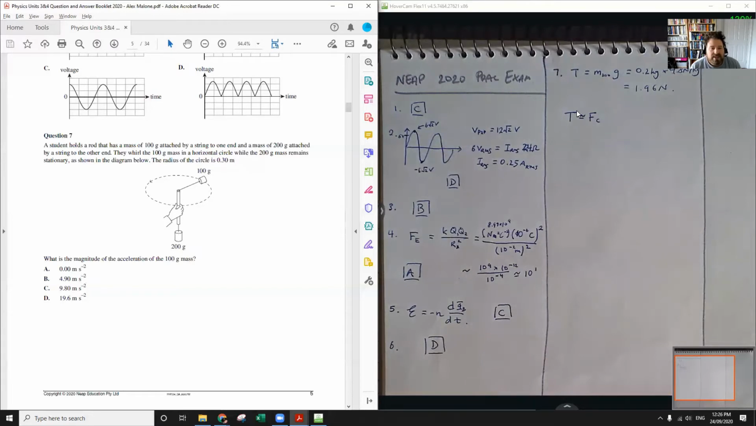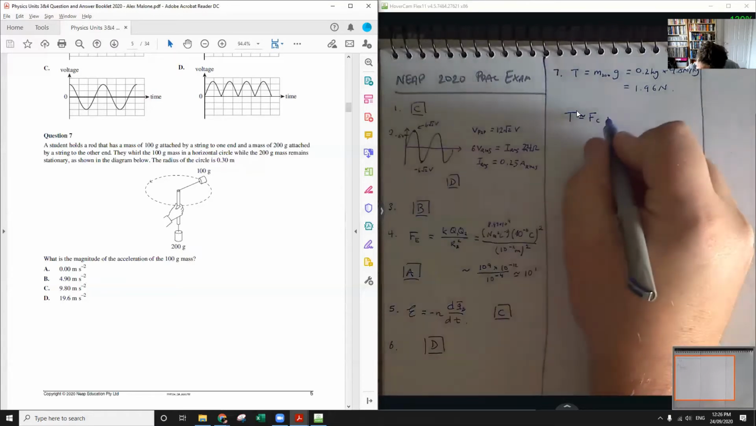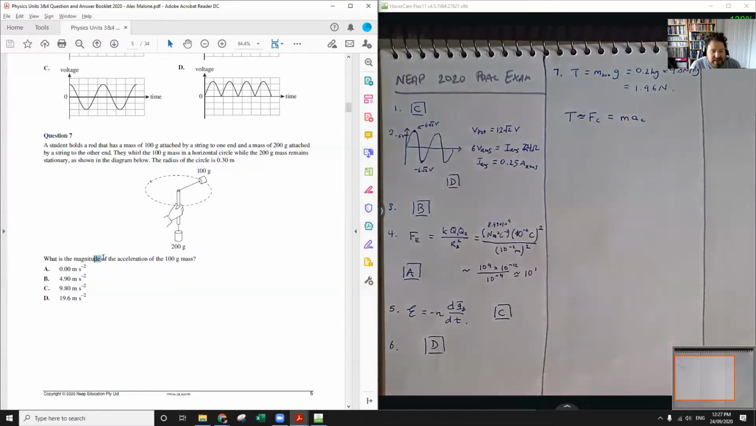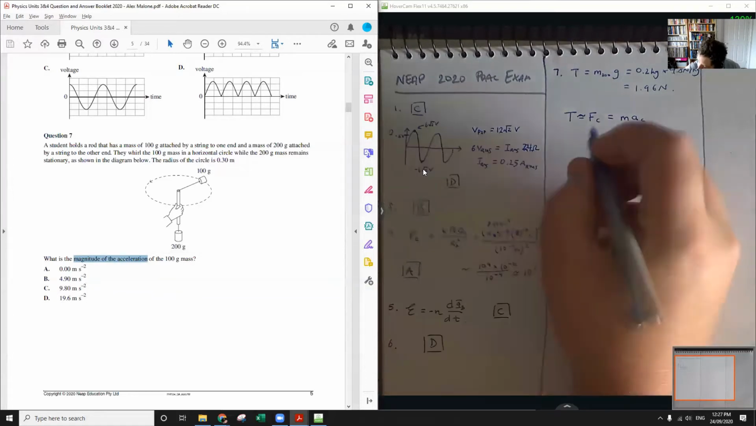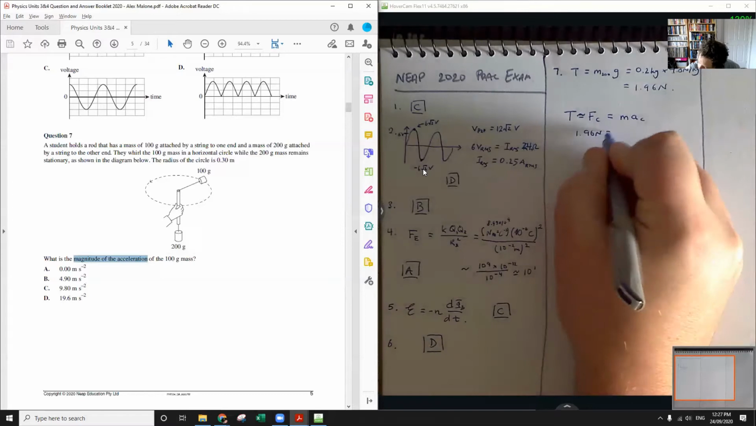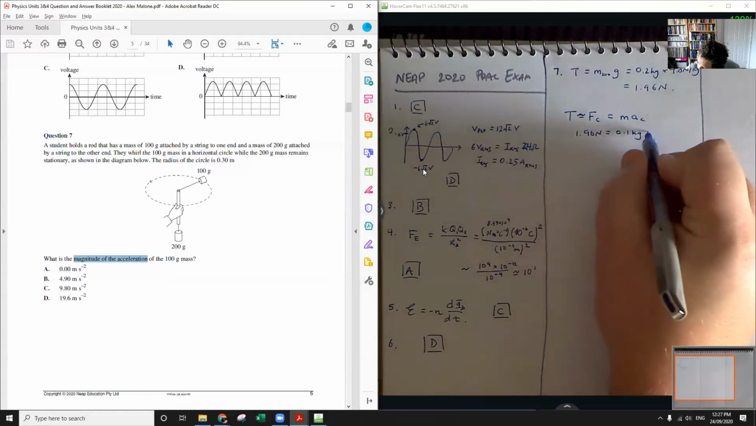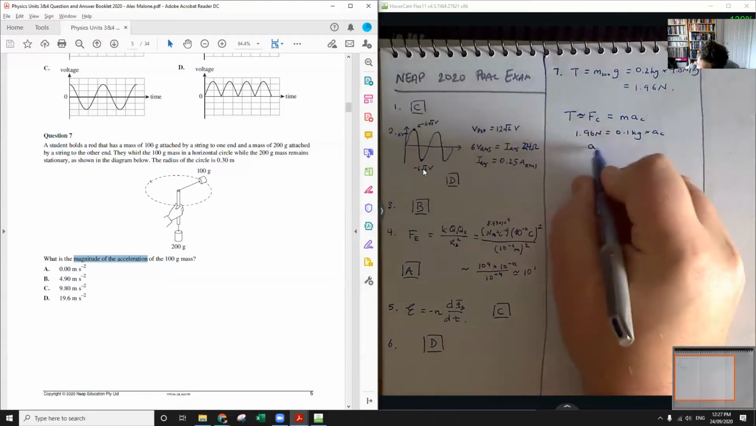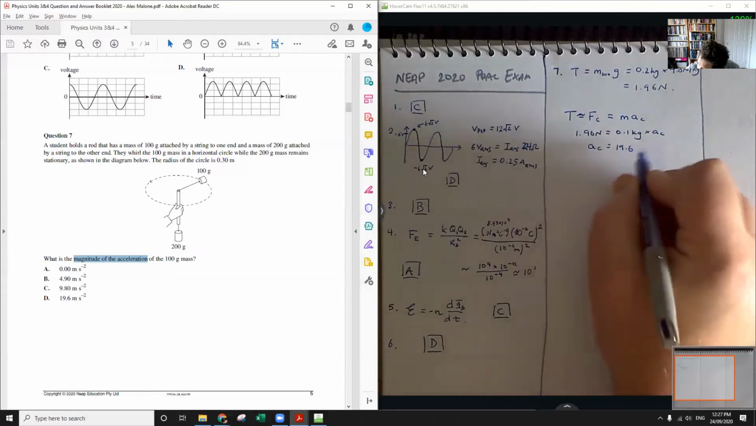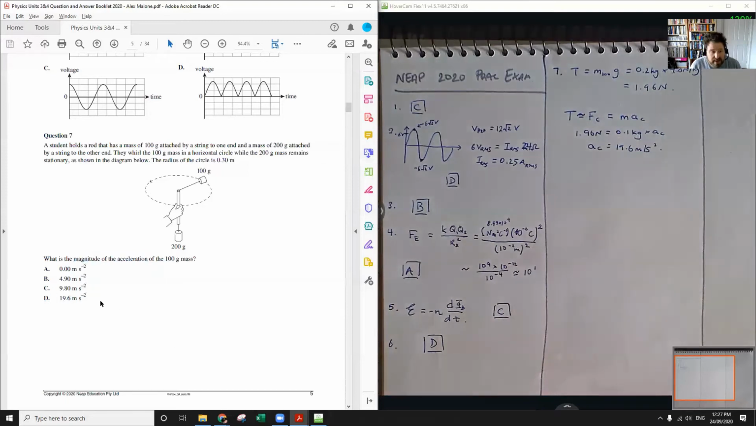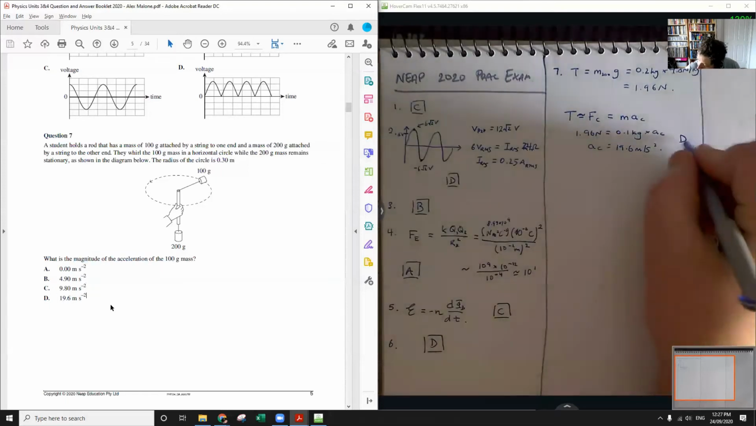So that tension is, let's turn this into an approximately equals, roughly speaking the centripetal force. The centripetal force is just mass times the centripetal acceleration, and that's what we're looking for in this question. So we can just say 1.96 newtons equals the mass of the object, which is only 0.1 kilograms, times some unknown acceleration. So the unknown acceleration is 19.6 meters per second squared, which is D. So D is going to be our answer there.